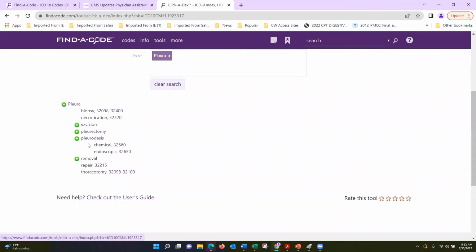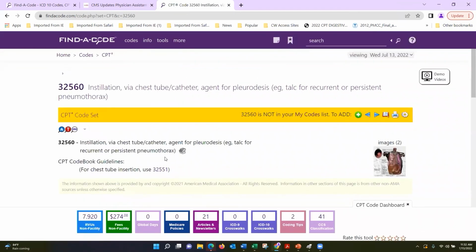So let's pull this up. Both of these are the same code, which is our correct code. And we can see here that this is installation through a chest tube or catheter of an agent for pleurodesis. That is your talc right here. So we're good. We have identified the pleurodesis, the instillation of the talc into the chest wall cavity, the pleura.